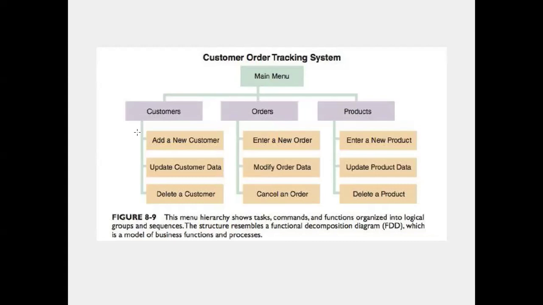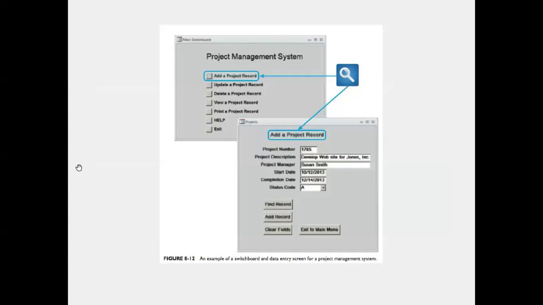So in this particular case, it is represented as a function decomposition diagram, which we have discussed earlier, to show the menu hierarchy. For example, this is about the customer order tracking system where we have a main menu. Under the main menu, you have three categories: customers, orders, and products. And for each of the categories, for example, if you look at customers, you can add customers, update customers, and delete customers, and so on. It gives you a complete overview of the business functions and processes.